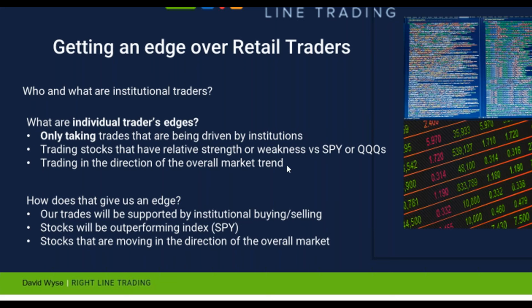And again, trading in the direction of the overall market trend, if there is one, is also important. A lot of times there isn't. There's a lot of chop in the market, but in that case, you focus on the other two. So again, our trades are going to be supported by institutional buying or selling. They're going to be outperforming the SPY, and they're going to be moving in the direction of the overall market. This is a big deal. Once you can identify this, this is going to give you an edge over other retail traders.